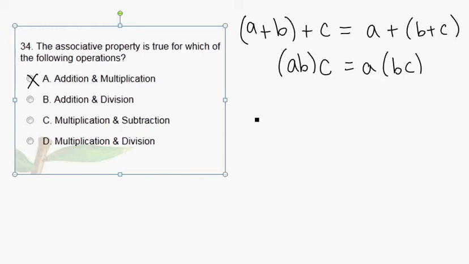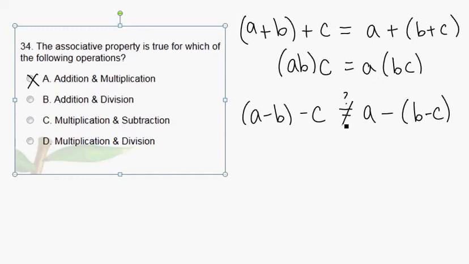Let me prove to you that it's not true for subtraction or division. For subtraction, if I took A minus B and then subtracted off C, the question is, would I get the same thing as A and then subtracting off the difference of B minus C? And the answer is no, these are not the same. Over here on the right side, we see that if we distribute that negative, we actually get A minus B plus C, and certainly those two expressions are not equal.